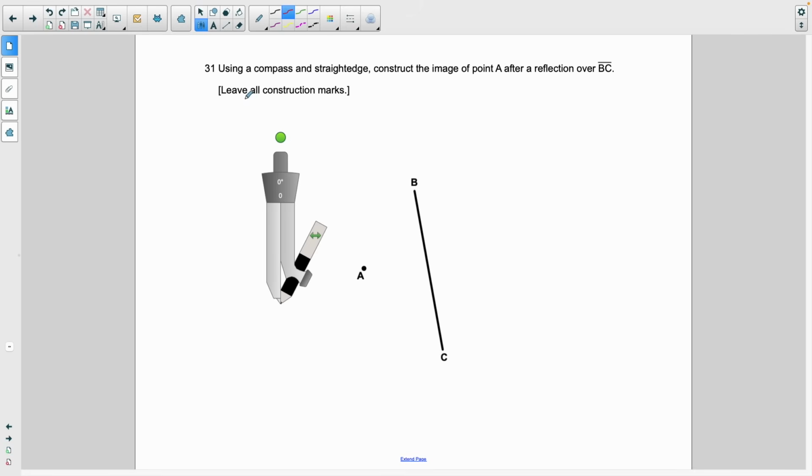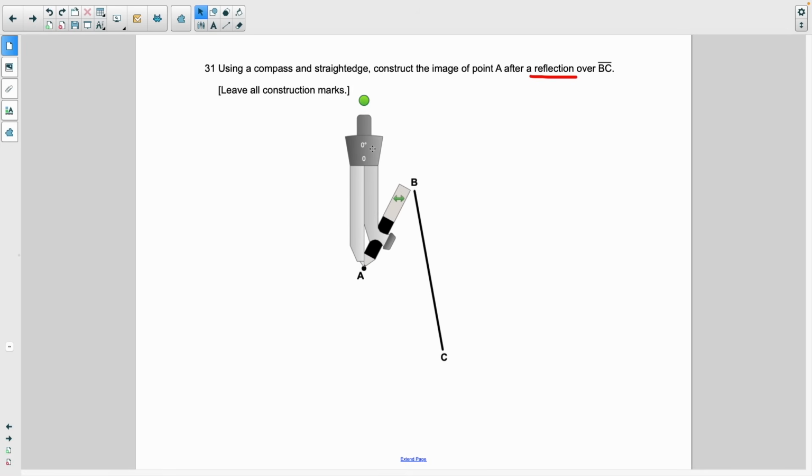Question 31, using a compass and straight edge, construct the image of point A after a reflection over segment BC, and we have to leave all construction marks. So for this question, we have to know that a reflection is a type of transformation such that the line of reflection is the perpendicular bisector of a point and its image. So wherever A is going to land when we reflect it, let's say over here at A prime, BC has to be the perpendicular bisector of A A prime. That's the idea, but you can't just eyeball it. You have to do this with a compass and straight edge.